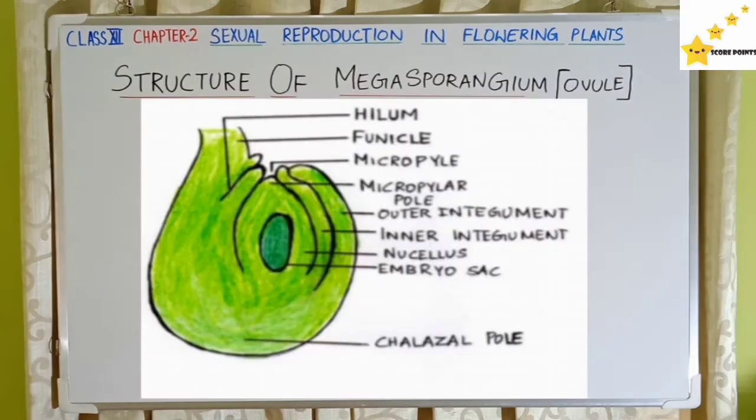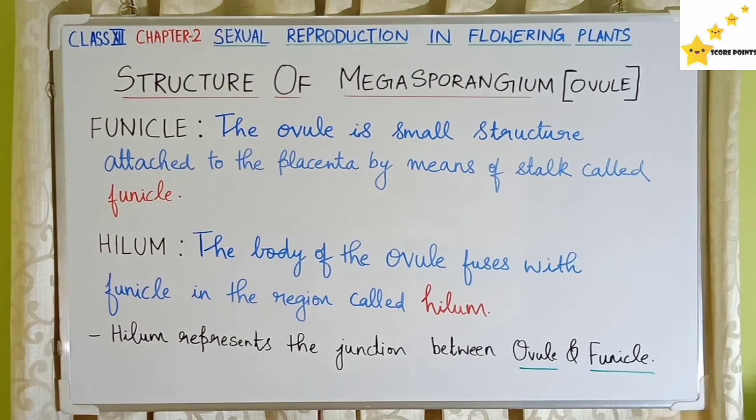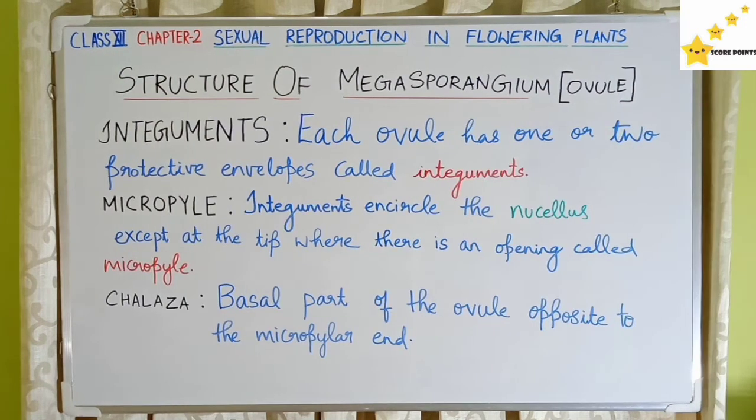This is the placenta. So ovules are attached to the placenta. Now you can see the structure of megasporangium or ovule. Ovule consists of many parts and the first part that you are going to learn is funicle. The ovule is a small structure attached to the placenta by means of a stalk called funicle. Then you have the hilum. The body of the ovule fuses with the funicle in the region called hilum. Hilum represents the junction between ovule and funicle.